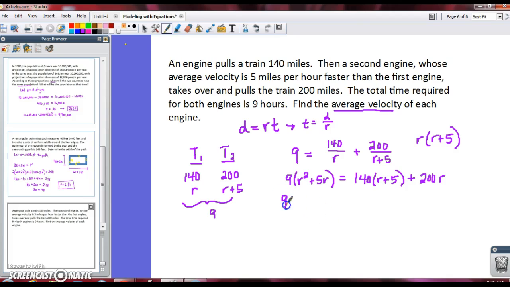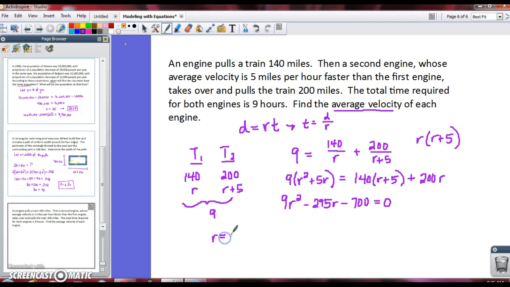When I go through and distribute, just in the interest of time, I'm going to do this real quick, distribute everything and move everything over to one side, and I get 9r squared minus 295r minus 700 is equal to 0. You can try and factor that if you want to. It might take a while. Once you have numbers this big, I tend to go towards the surefire way to solve it, and I just go with the quadratic formula.